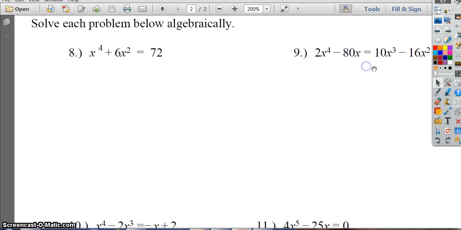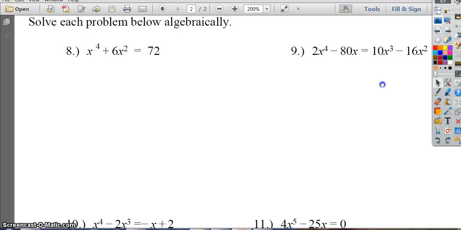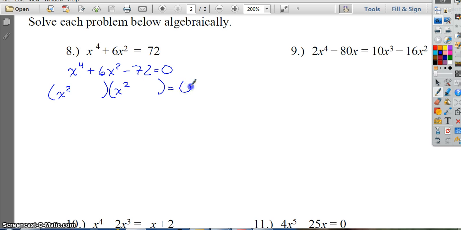Looks like we're solving. Okay. First one we'll do in blue. I'm going to set this equal to 0. So I have x to the 4th plus 6x squared minus 72. So when I factor this, there will be an x squared in front, and another x squared in front. I'm going to factor it like a regular trinomial. Plus minus is plus minus.